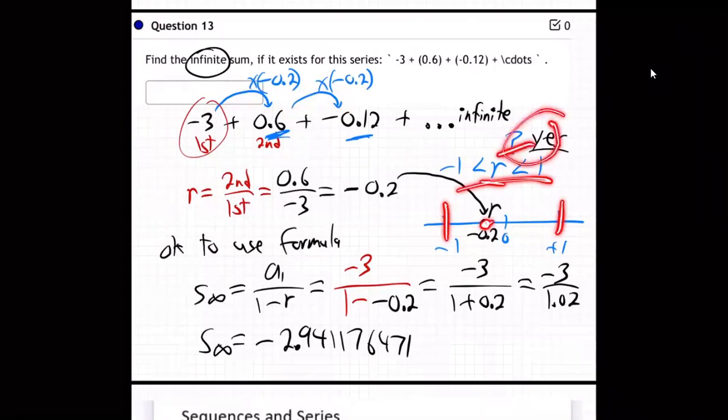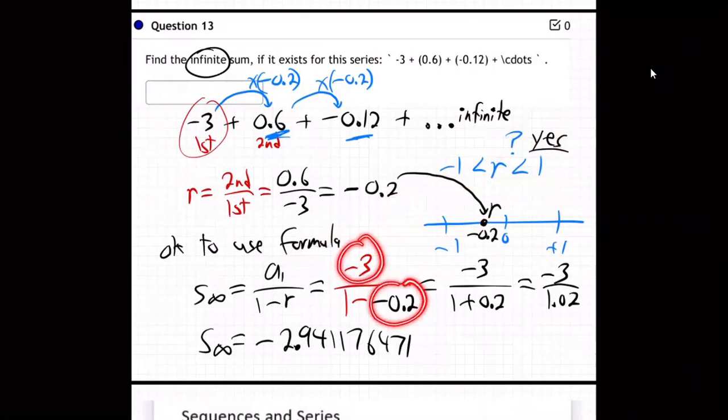So it's a yes, and therefore it's okay to use the formula. If it was not, if the R was out here or back here, then we would just say diverges and be done. But this one works, so we can use the formula. We plugged in A1, we plugged in R. Careful with the sign there, negative. So 1 minus negative is 1 plus. Divide that in the calculator. There we go.